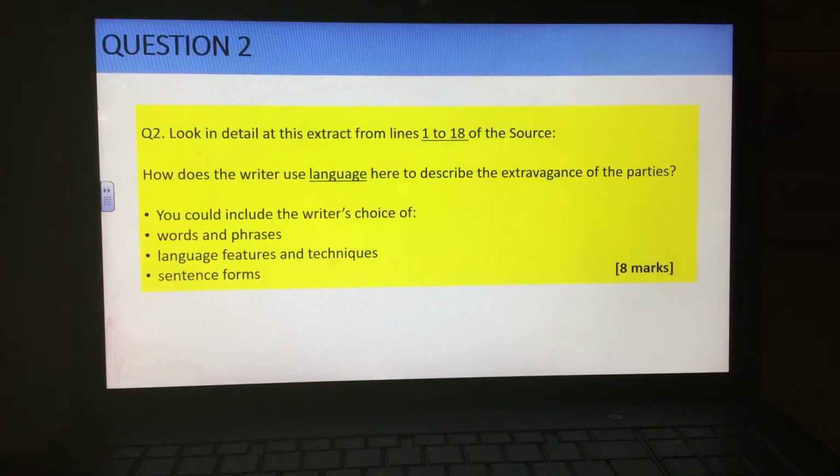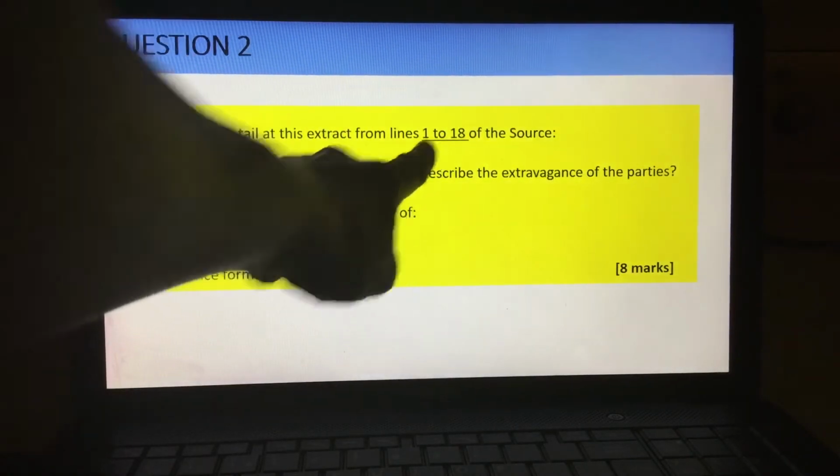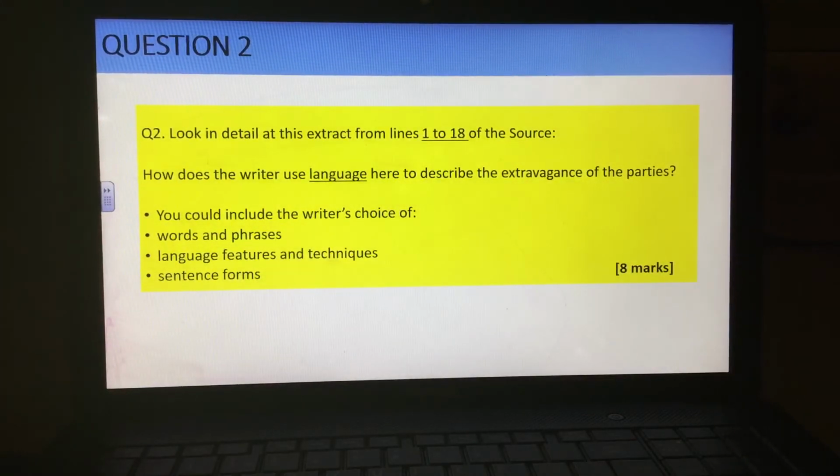Question 2 takes a little bit longer and is worth double the marks. We've got 8 marks here, and we're looking to answer in the real exam in about 10 minutes. Again, we have particular lines, and I want us to remind ourselves that we are focusing on a specific area of the text, because you won't receive marks if you look at quotes outside of those. We're looking at how the writer uses language here to describe the extravagance of the parties.